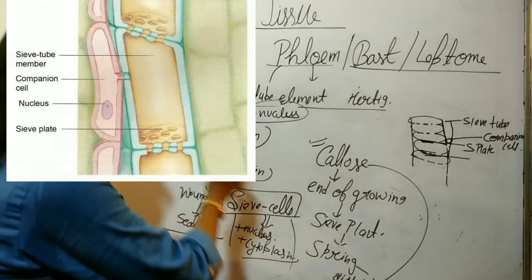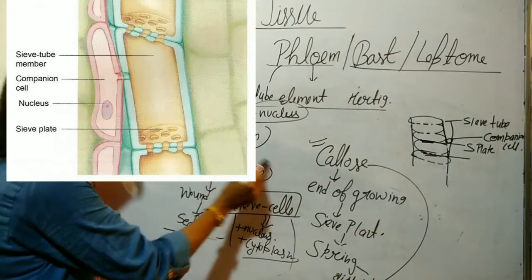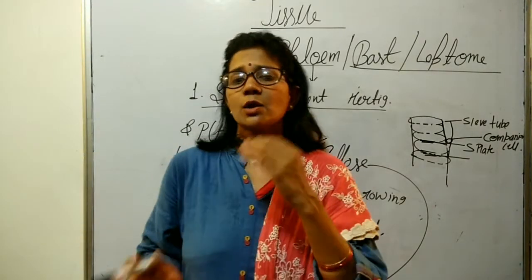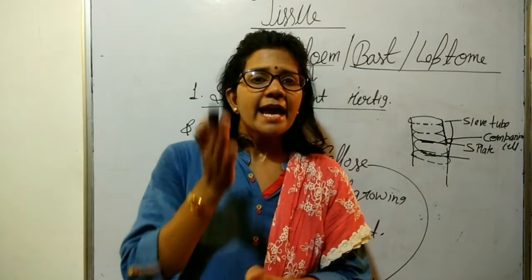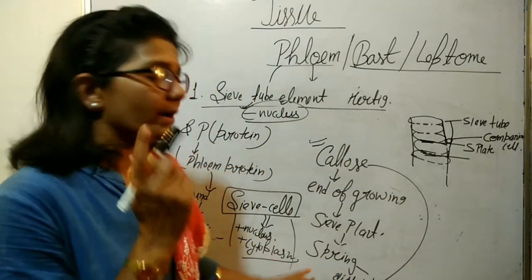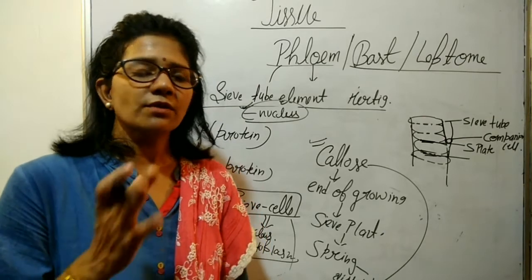This dissolves, and then the P protein, which is the phloem protein, helps in wound healing. And the sieve cell, which is present in the lower vascular plants, helps in the same conduction of the organic material. But in the sieve cell there is a presence of nucleus.